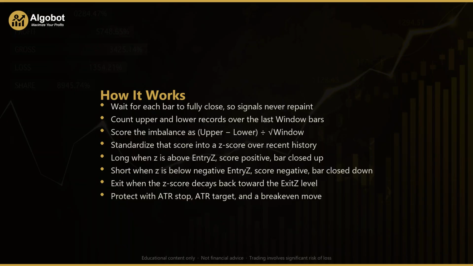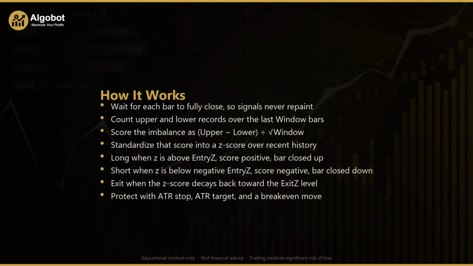From here the rules are clean. The strategy signals a long when the Z-score climbs to or above the EntryZ threshold, the raw score is positive, and the bar that just closed finished higher than it opened. It signals a short in the mirror image. When the Z-score falls to or below the negative EntryZ threshold, the score is negative, and the bar closed lower.